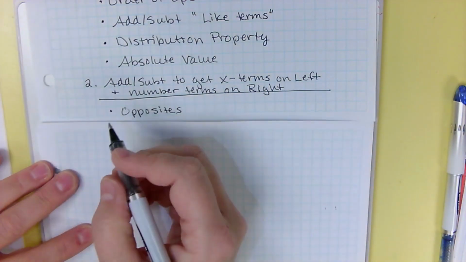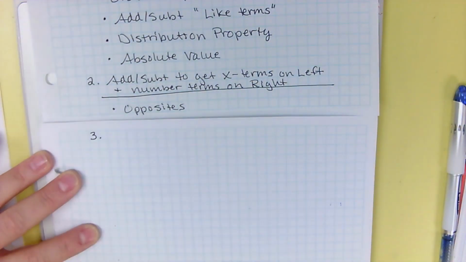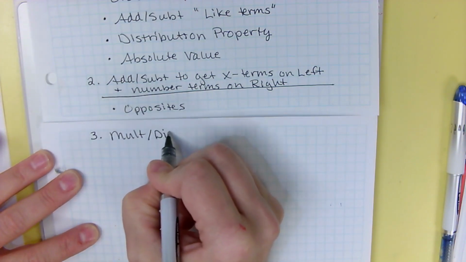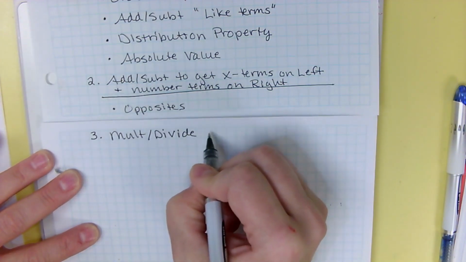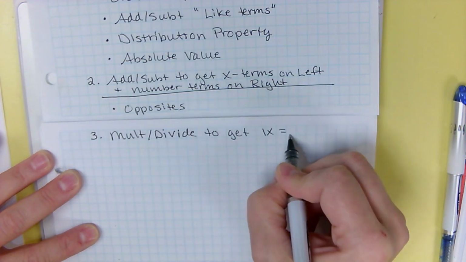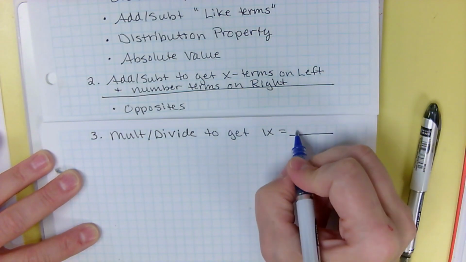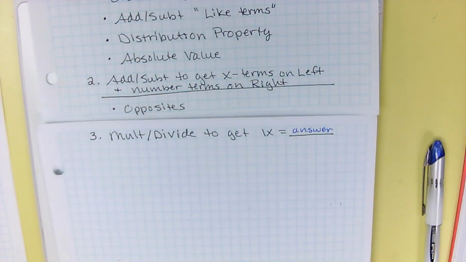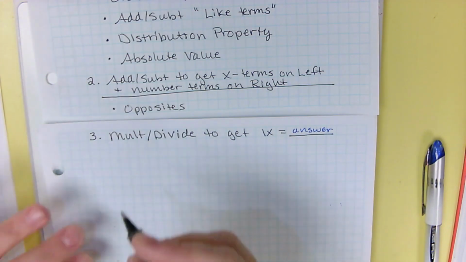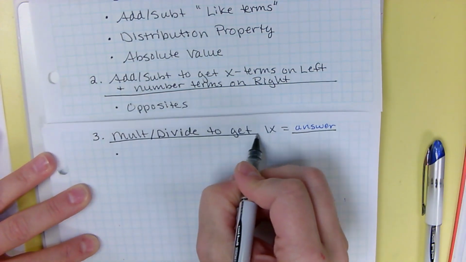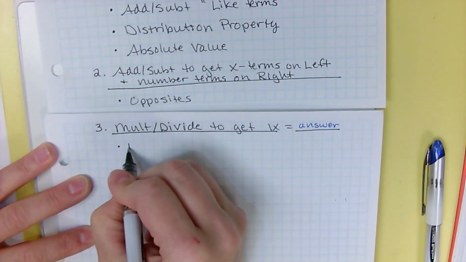Now we're going to go on to step 3. Step 3 is multiply or divide to get a 1x equals your answer. Multiply or divide to get 1x equals your answer. And to do this, we're going to use reciprocals.